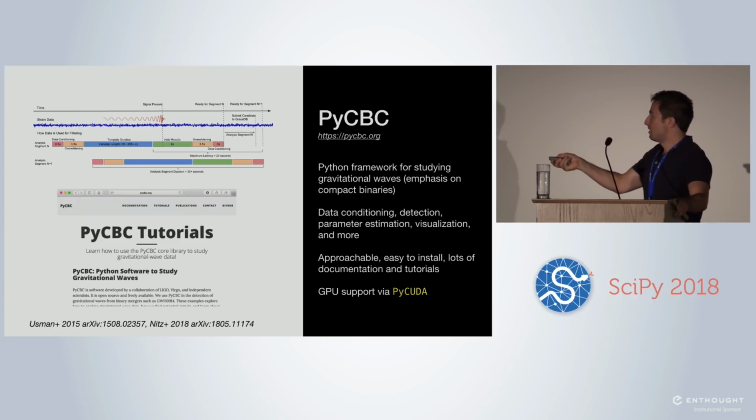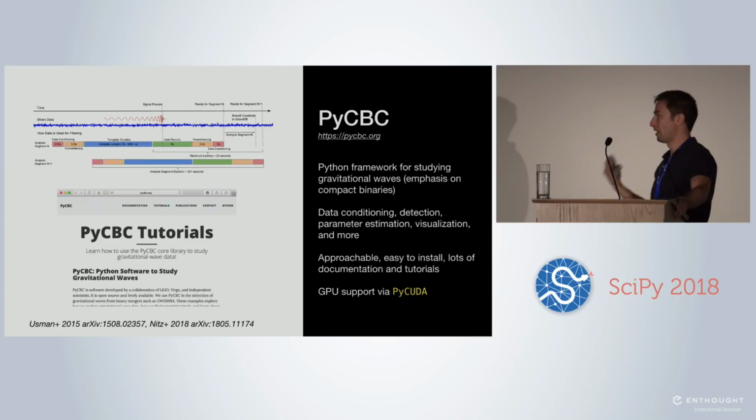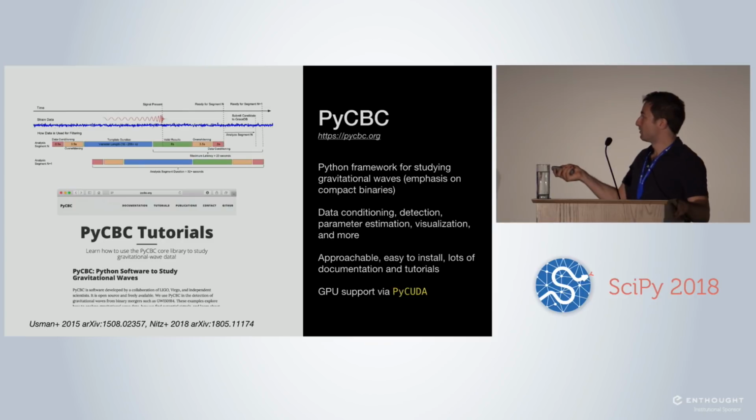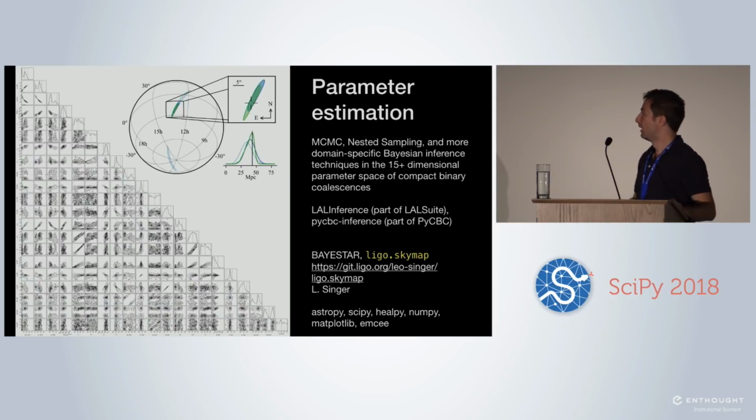Then there's PyCBC, which is a framework for studying gravitational waves with a strong emphasis on compact binaries. It does everything from data conditioning to detection to parameter estimation and visualization. It's really approachable. It's very easy to install, and there's lots of documentation and tutorials. It supports GPUs through CUDA, so this is a very powerful option and a very easy way to get started as a member of the broader astronomy community.